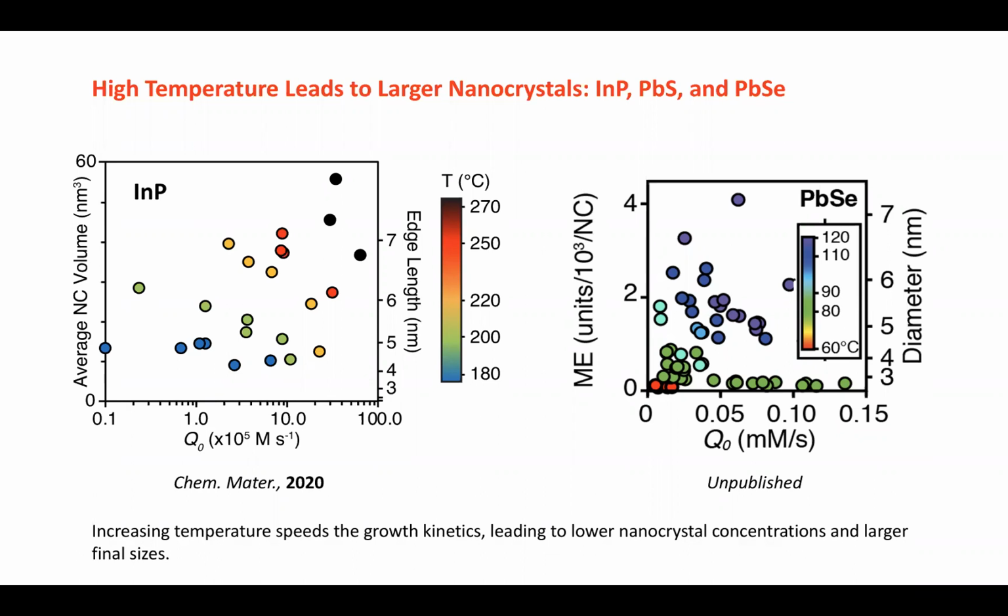Temperature is plotted as a color. So if you go to higher temperatures, what you find is you make larger crystallites. If you want to make something that's 7 nanometers, you need to be up around 250 degrees. If you want to make something that's 4 or 5 nanometers, you need to be down below 200 degrees. The same is true for lead selenide.